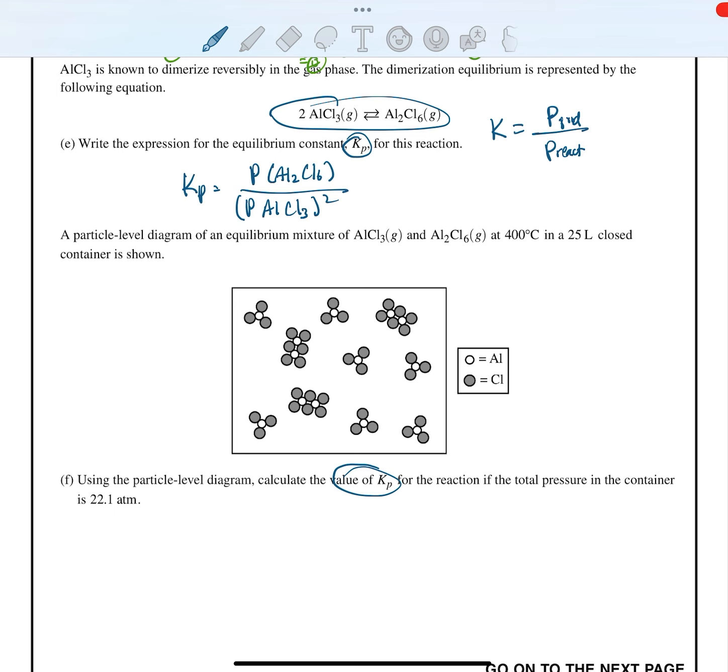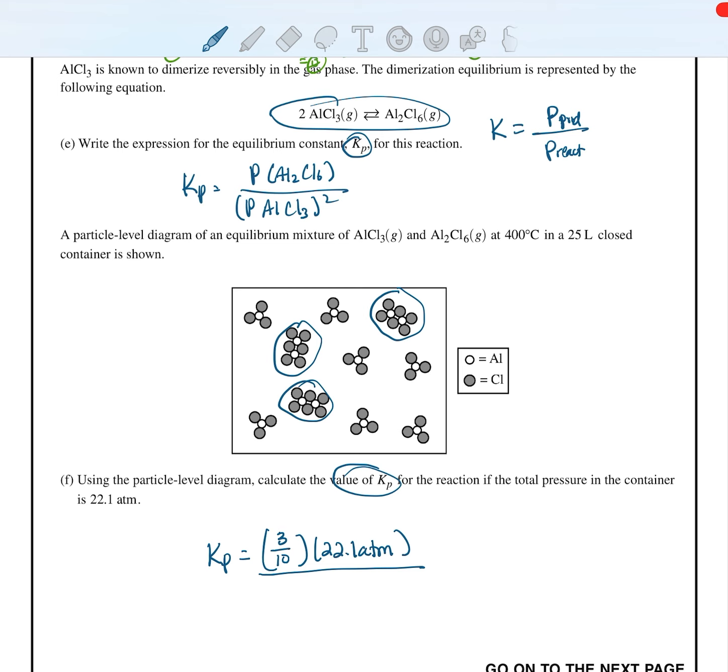So we already wrote the formula up there. I'm not going to recopy it, but Kp is going to equal Al2Cl6. Al is the white circle, Cl is the shaded in circle. So there's 1, 2, 3. There are 3 Al2Cl6, there's 3 product molecules out of, if you count these up, there's 10 compounds. So what I know is that the pressure of the product is going to be 3/10 of 22.1 atmospheres.